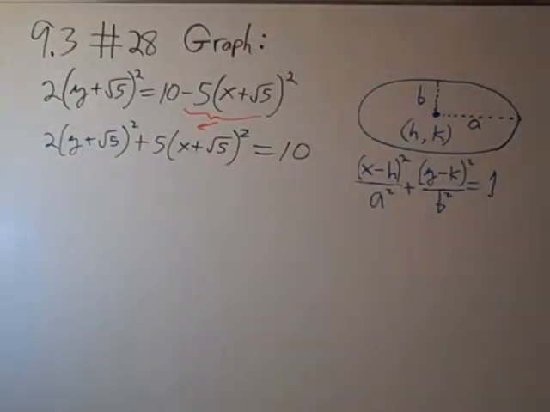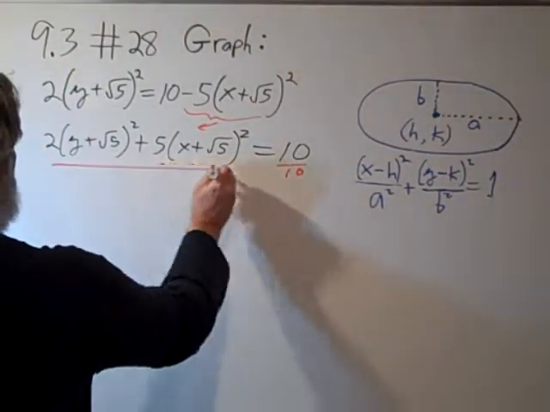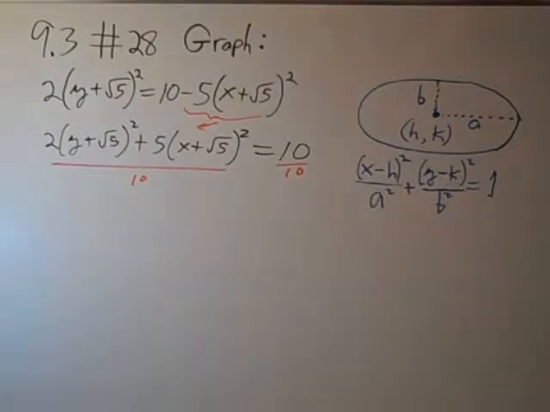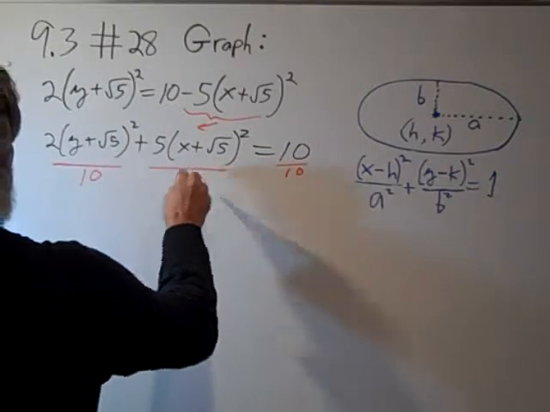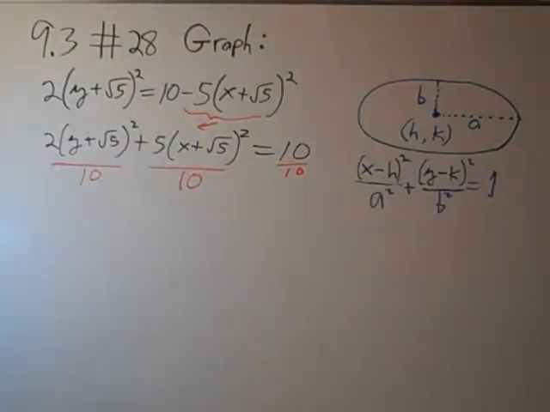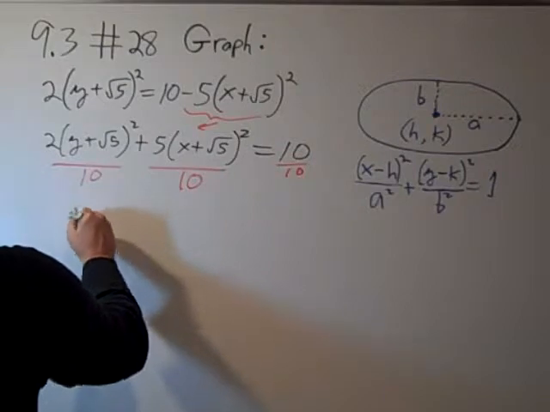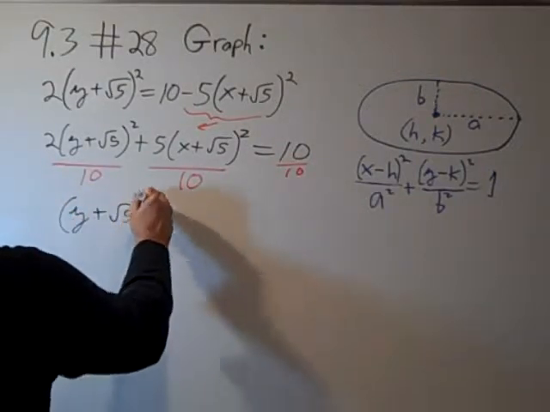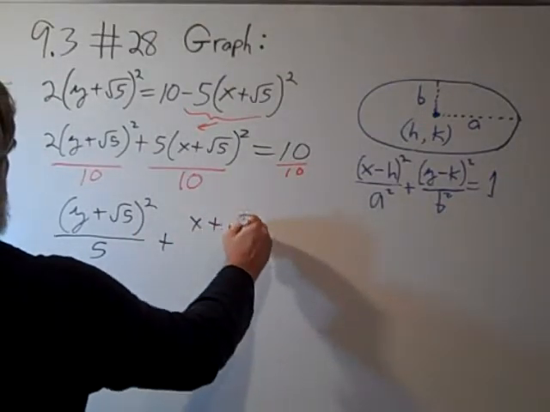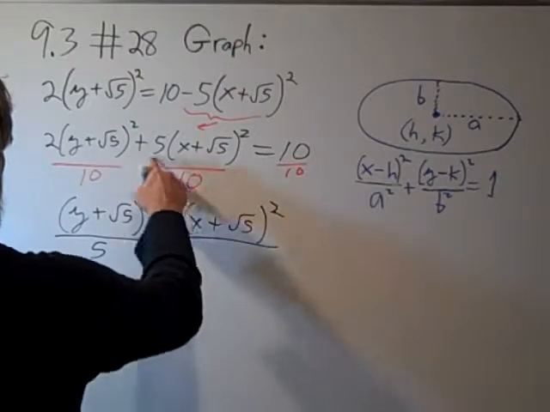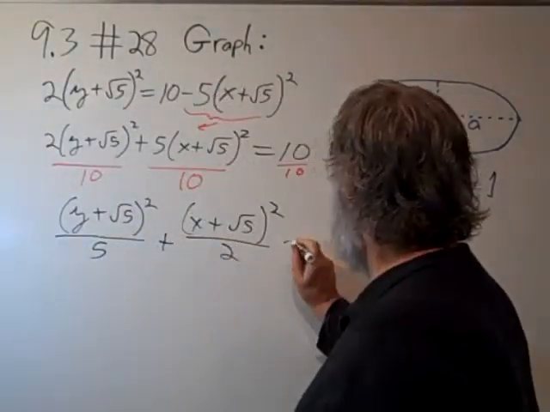Now in standard form, it equals 1, so we have to divide both sides by 10 so that this equation equals 1. So we divide both sides by 10, and that's the same as dividing every term in the equation by 10. Then we can cancel, and 2 goes into 10 5 times, so this is (y plus the square root of 5) squared divided by 5 plus (x plus the square root of 5) squared divided by 5 goes into 10 twice, and that equals 1.